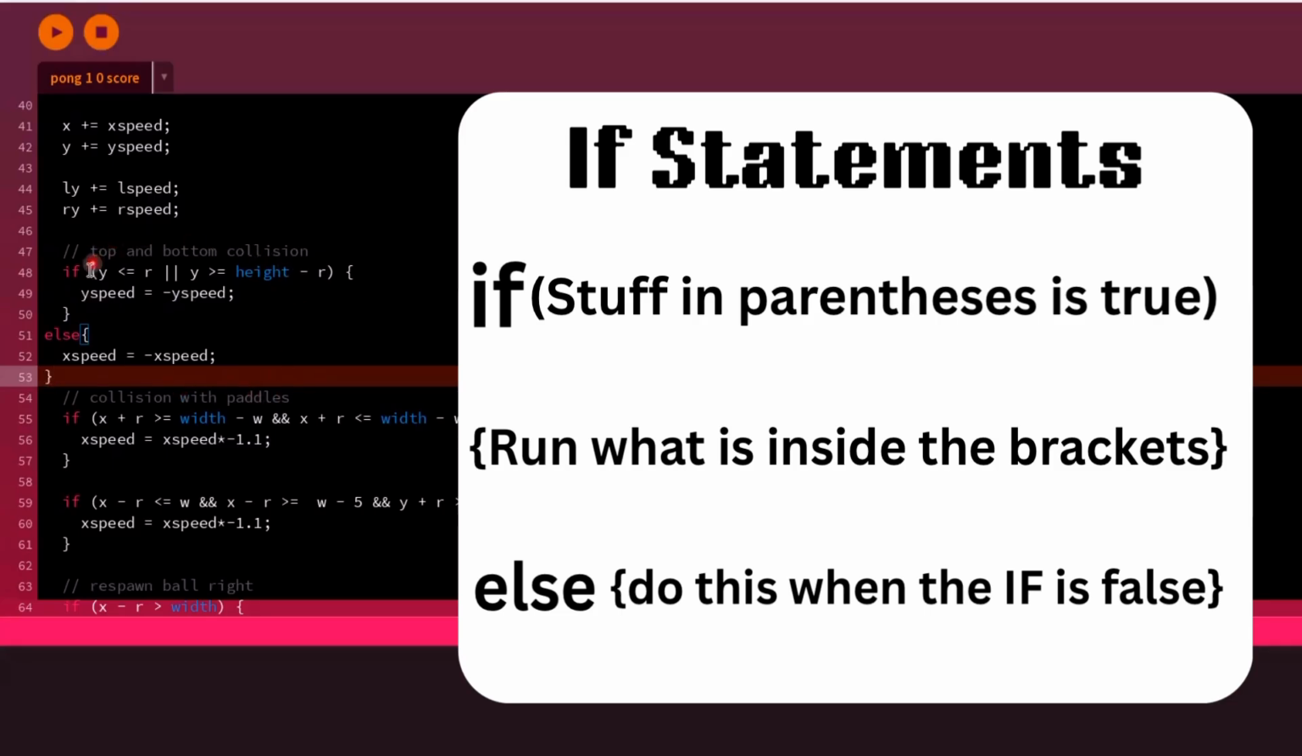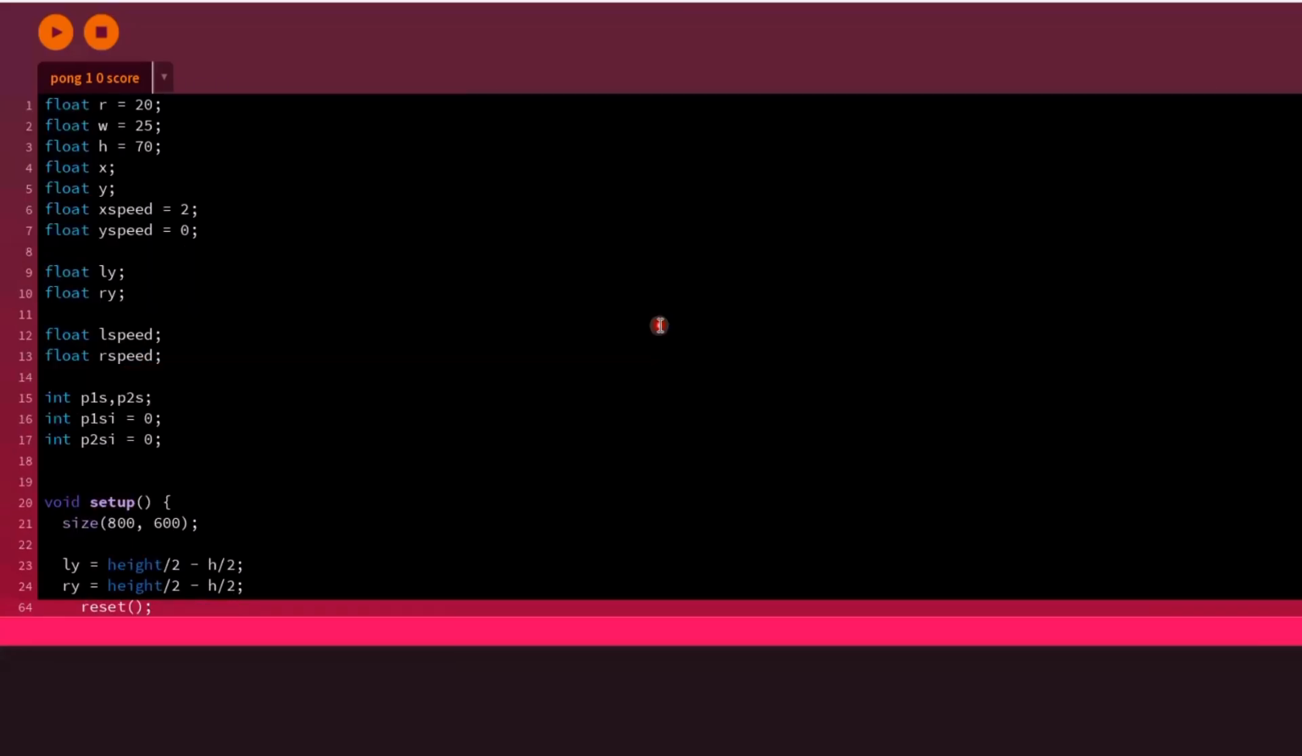So again, if the things in the parentheses are true, then run the things that are encased by the brackets. Else, meaning if the statement inside the if parentheses is false, it's not true, then complete this statement, which then runs this function. And that's pretty much it.